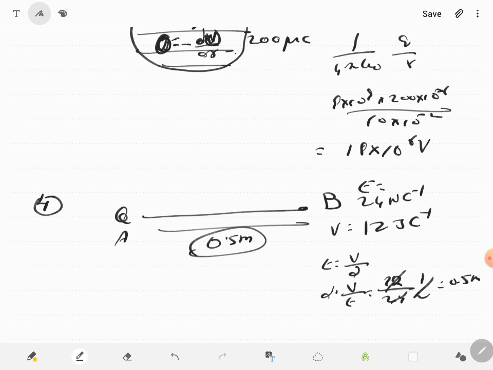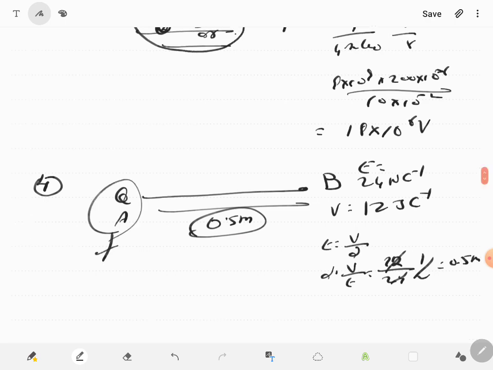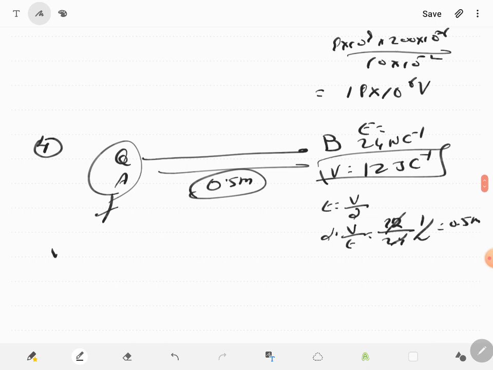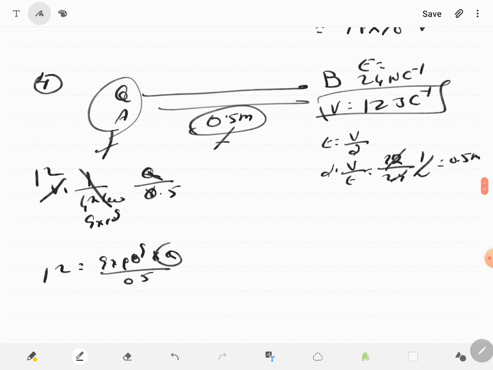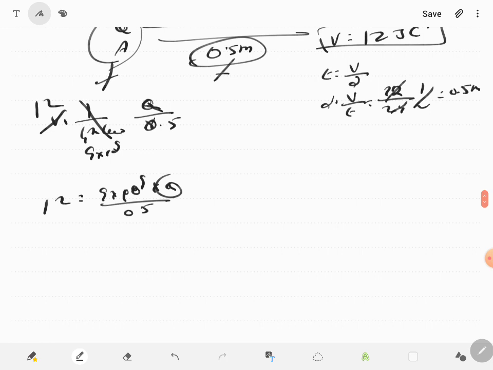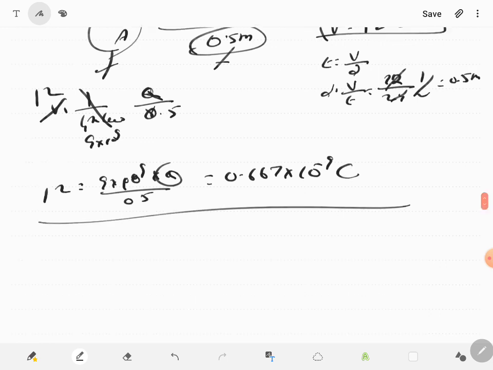Once you know the distance, they're asking you for the charge, that's the enclosed charge. Potential's formula: V is equal to 1 by 4 pi epsilon naught into Q by R, where R itself is 0.5 meter, potential is 12 joules, and 1 by 4 pi epsilon naught is 9 into 10 to the power 9. Just substitute everything: 12 is equal to 9 into 10 to the power 9 into Q by 0.5. You can cross multiply, get the value of charge. Thus, the charge enclosed happens to be 0.667 into 10 to the power minus 9 coulomb. That will be the answer. You can calculate it for yourself.